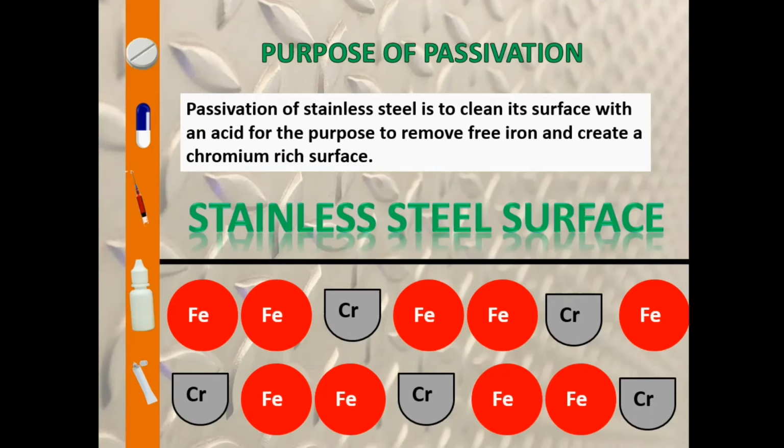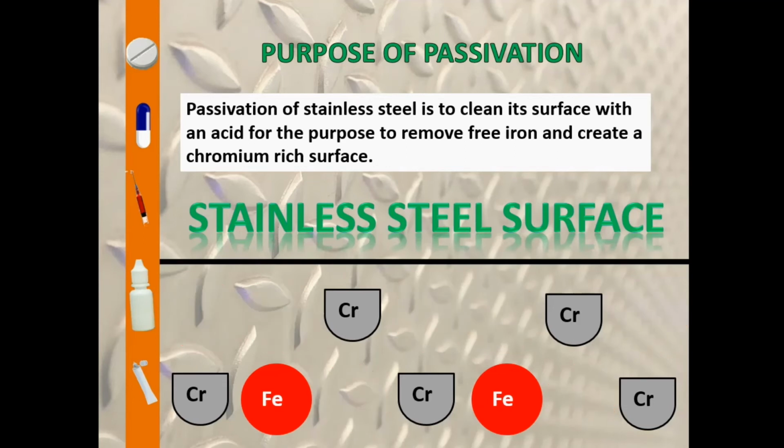Passivation of stainless steel is to clean its surface with an acid to remove free iron that is not bonded to the alloy and creates a chromium-rich surface. In this animation, we can see how the passivating chemicals remove iron and leave a chromium-rich surface.